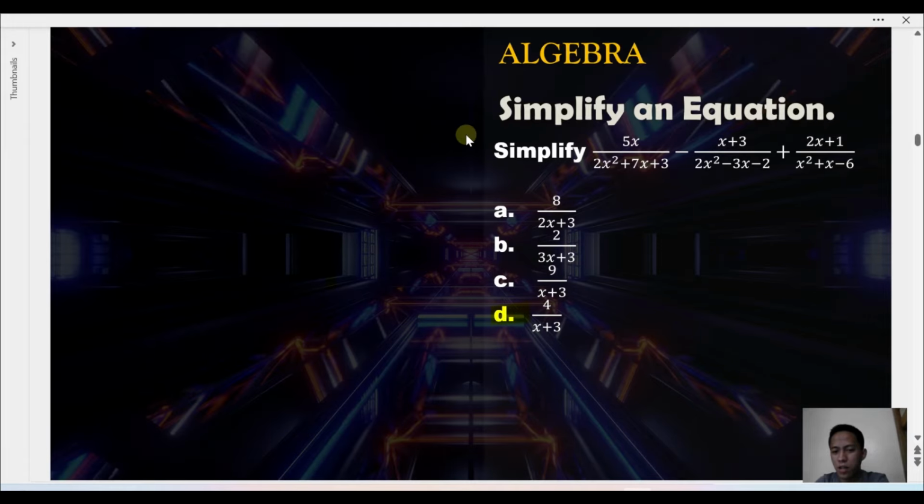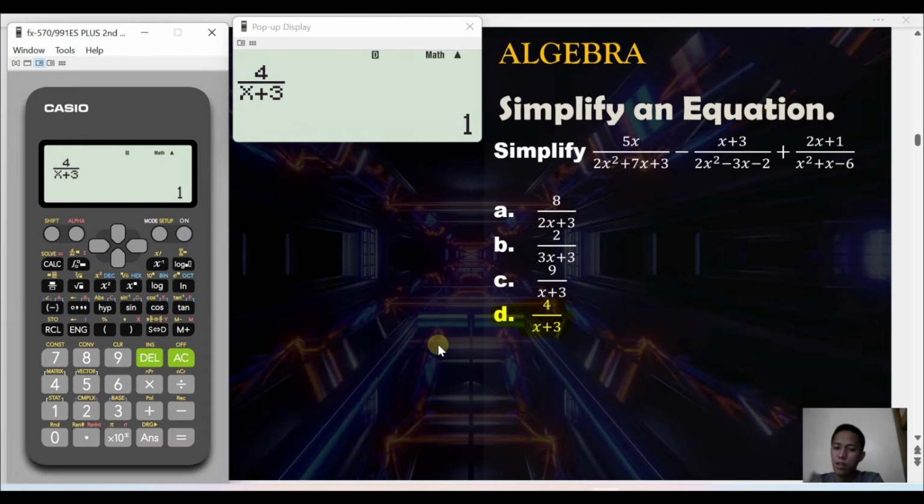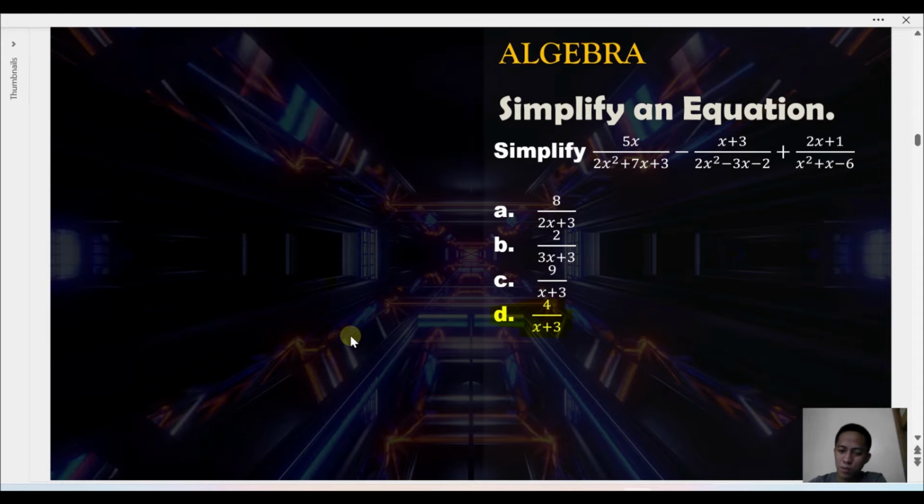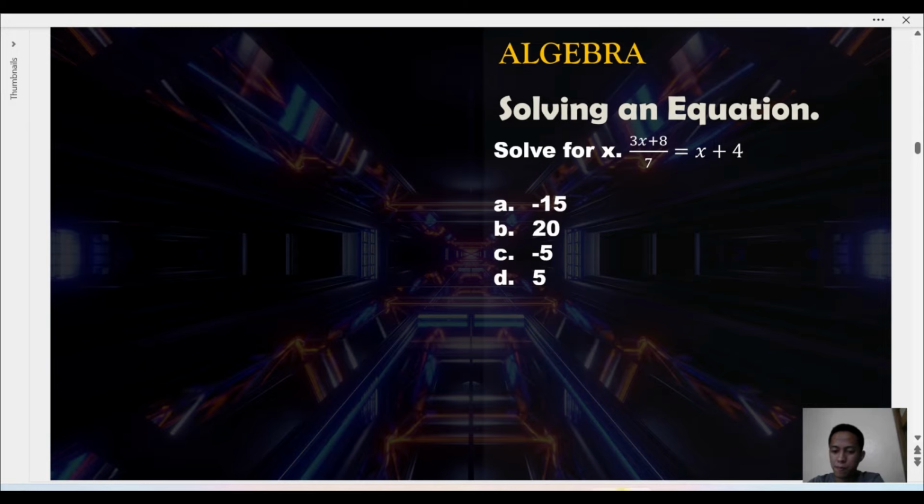Yan guys, no, if you really know the concept, mas magiging madali pa rin yung calculator technique natin kasi nakabase lang naman siya dun sa ating manual solving. Mas nagiging madali lang kasi ginagamitan natin guys ng calculator. Okay, so let's proceed to our next problem.